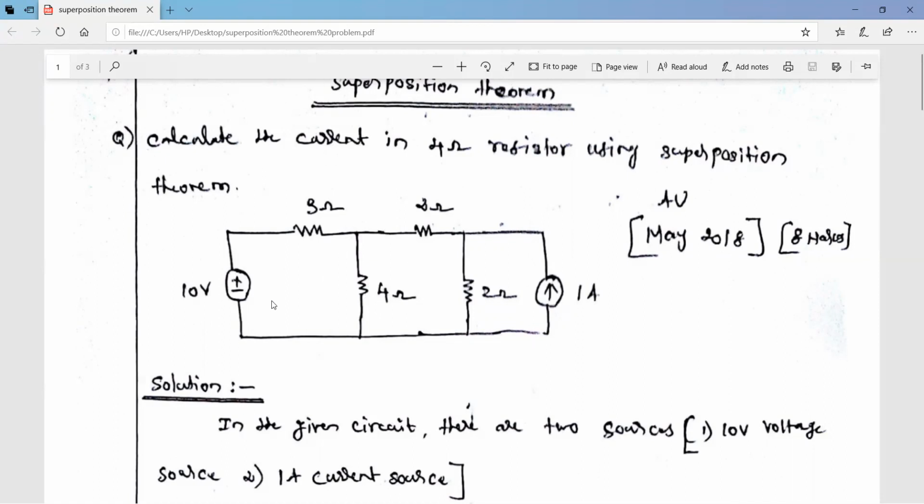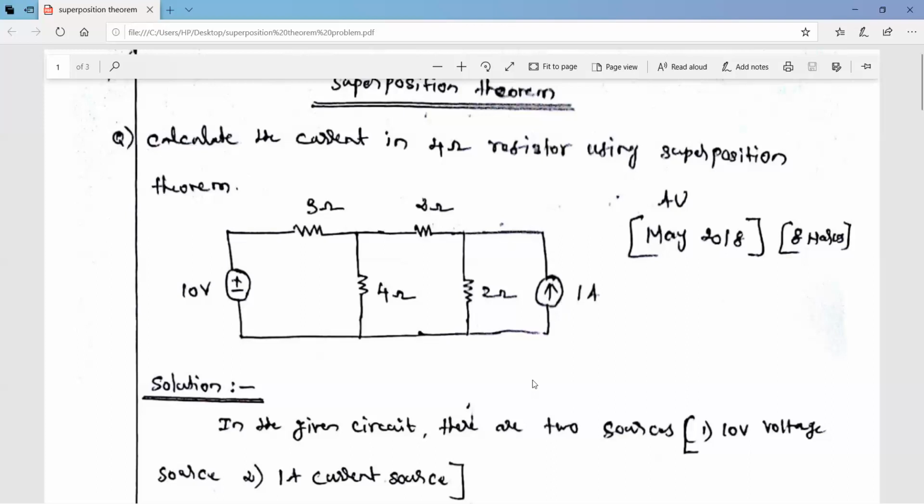In the next step, we deactivate the first source and activate the second source. Here the 10 volt battery has to be made 0. If a voltage source is made 0, it becomes a short circuit, but here no voltage source remains connected like that. We activate the current source and find the current flowing through the 4 ohm resistor because of this current source. We assume that current as I double dash.